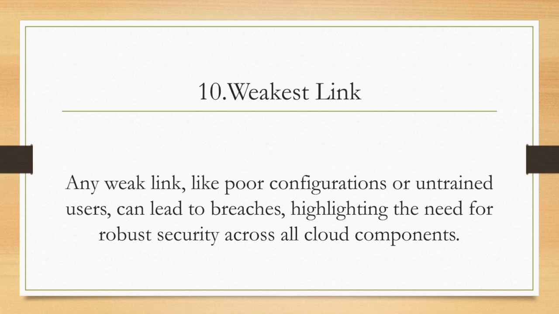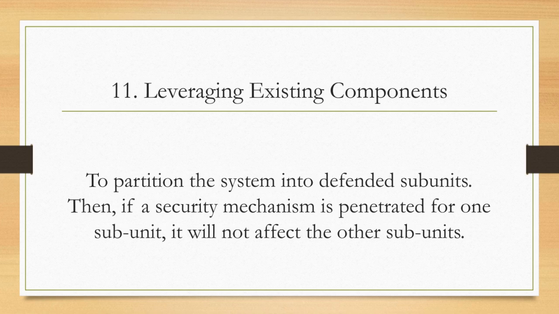The tenth one is weakest link. Any weak link, like poor configuration or untrained users, can lead to breaches, highlighting the need for robust security across all cloud components.